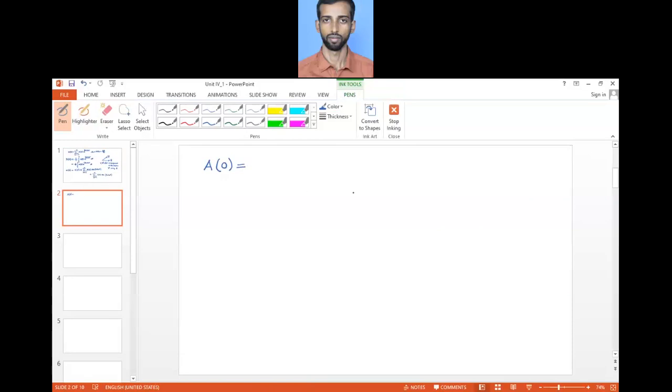Already we know that the formula for x of k was something like that: 1 by T integration over 0 to T of x of t e to the power minus j k omega naught t dt. So if I simply put k equal to 0 in this expression, we get the value of a0, that is 1 by T integration 0 to T x of t dt.